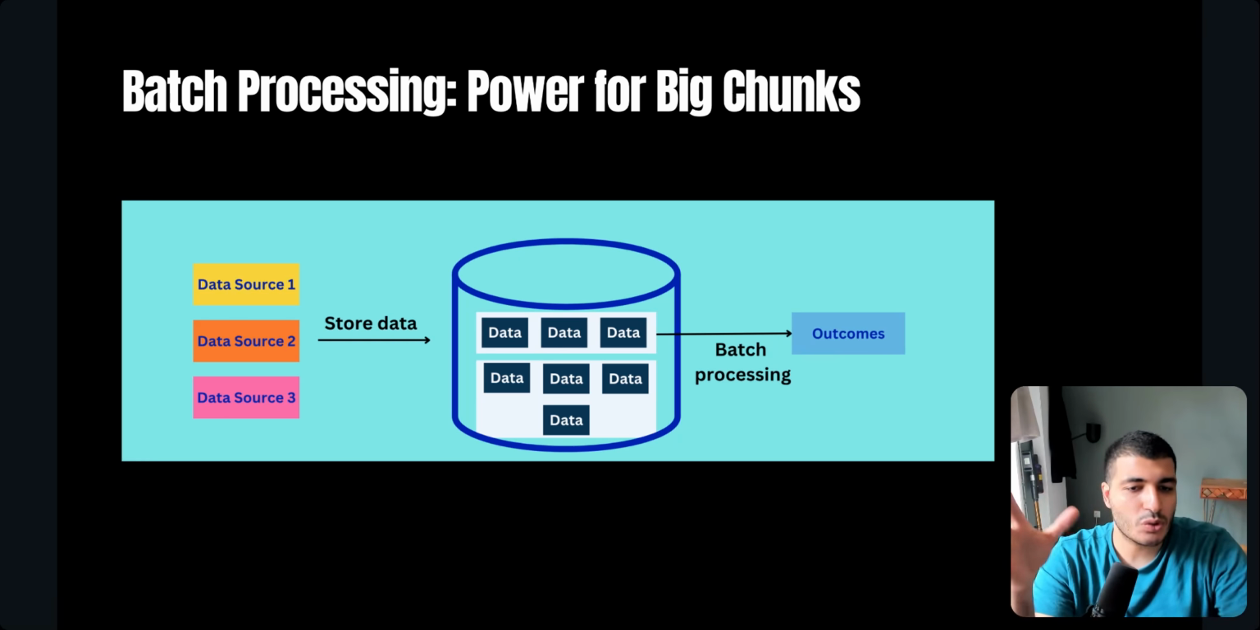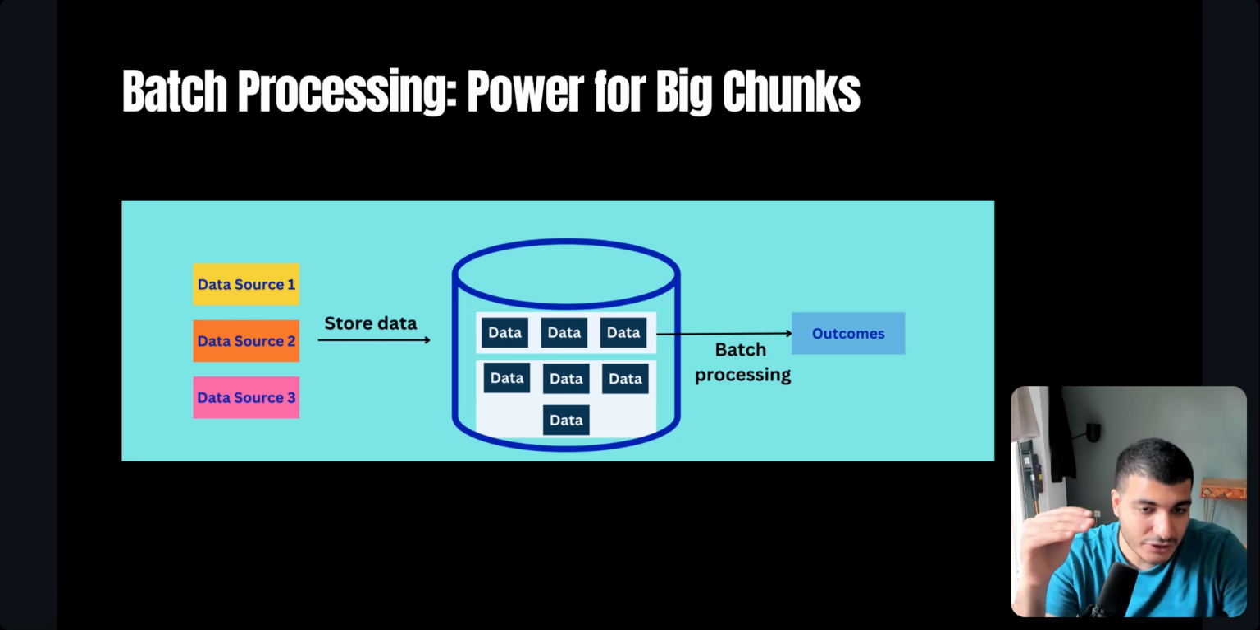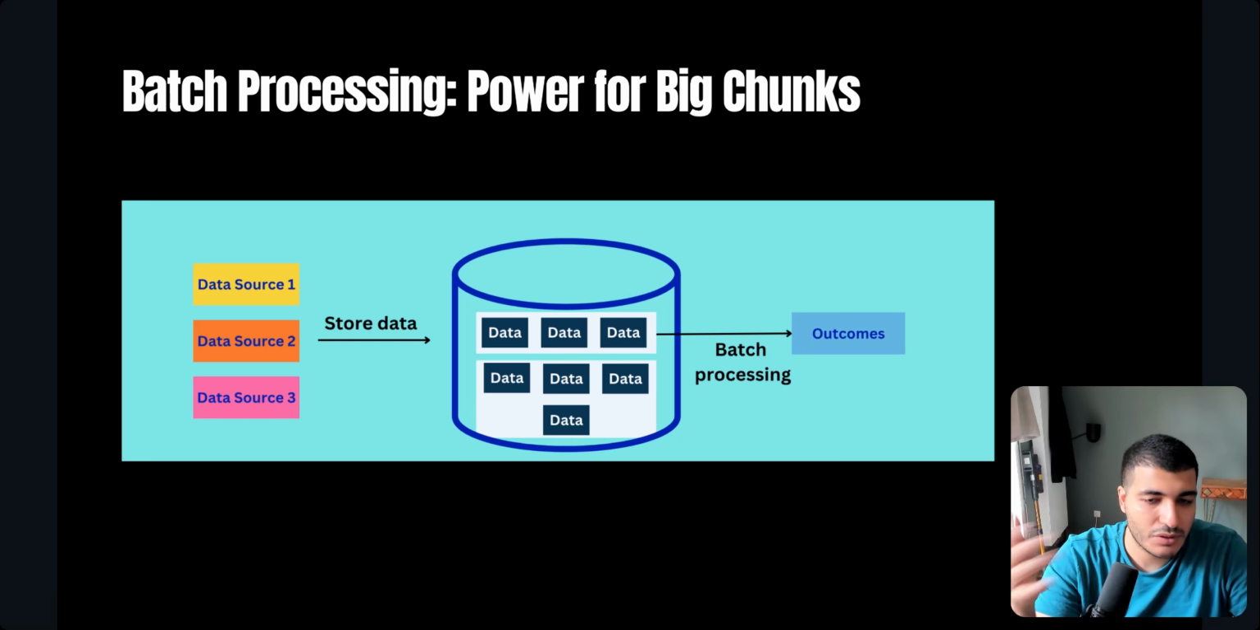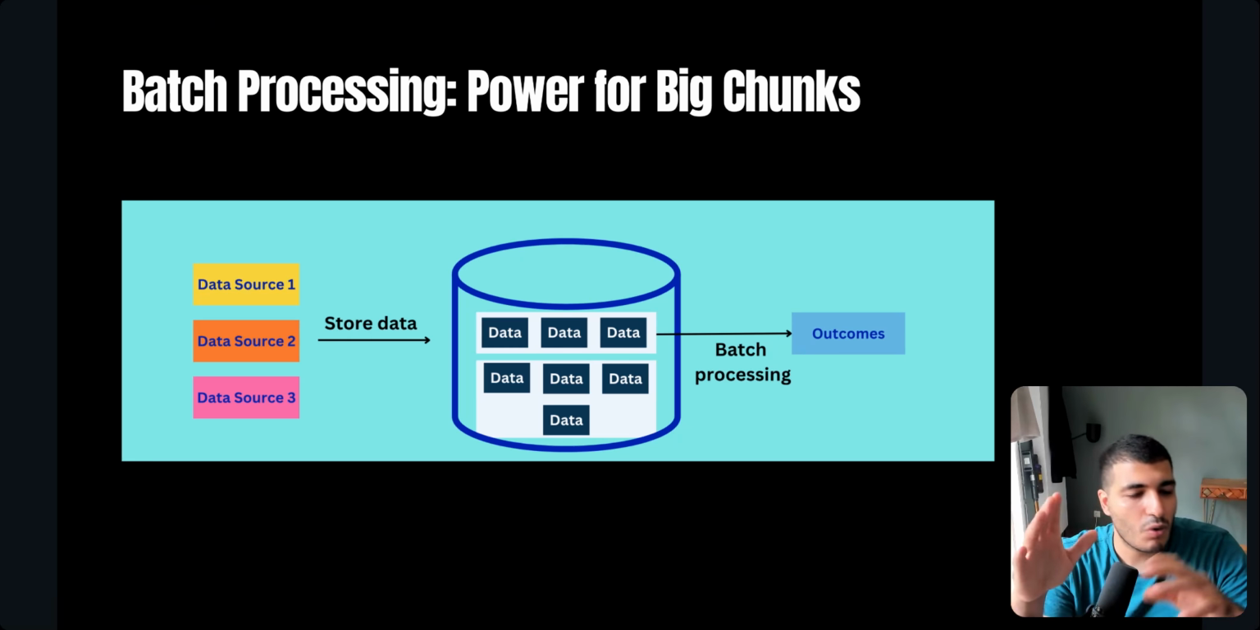Number two, resource spikes. Batch jobs can consume significant resources, CPU and memory, during their execution window, potentially impacting other systems. Lastly, stale data. The insights delivered from batch processing are always historical. It's not up to date because it takes a lot of latency.